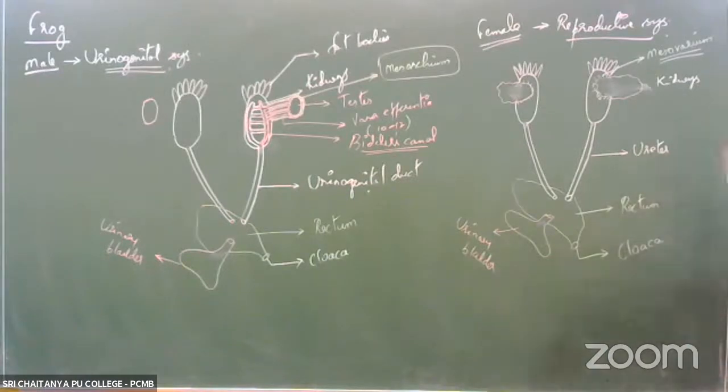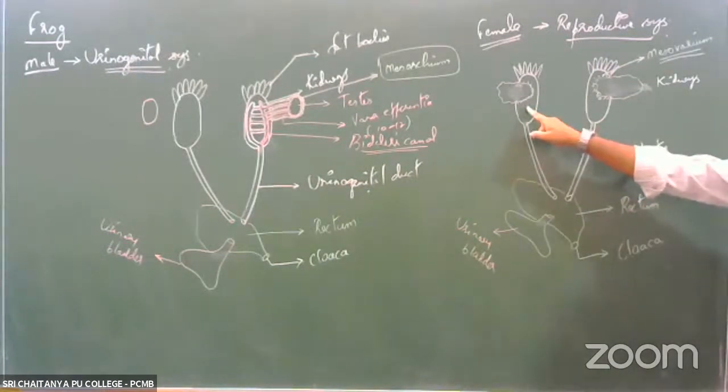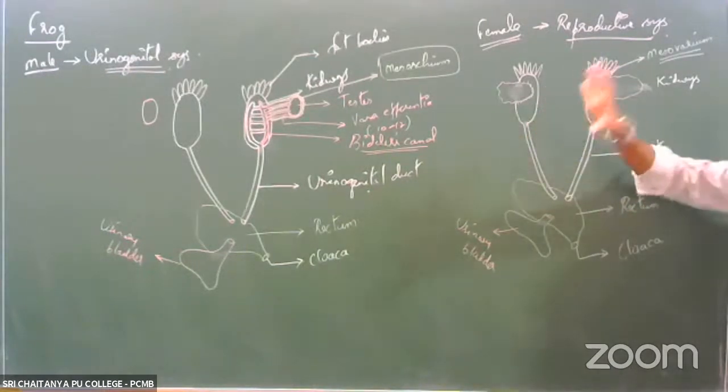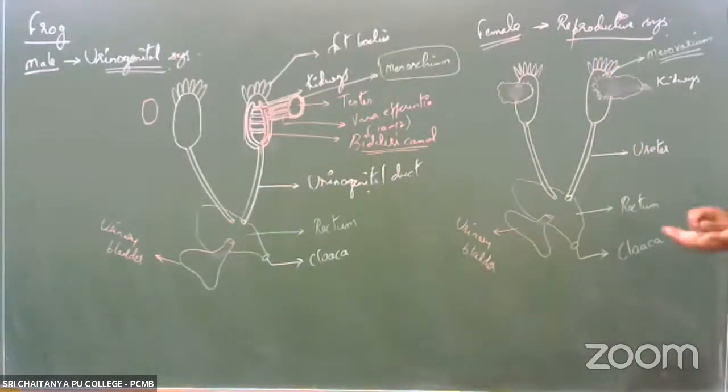Now talking about the reproductive system in the case of the female frog. As I've already said, there is no internal connection between the ovaries and the kidneys. There are additional structures present, which are part of the reproductive system. So what are those additional structures?